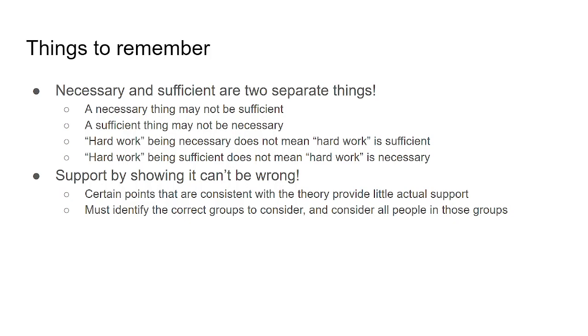And then the other big point is that you have to support the idea by showing that it can't be wrong. So you have to think about the ways that it could be wrong, and you only want to test the points that have a chance to show that it's wrong. And if you're using points that are guaranteed to be consistent, you're providing no support for the statement at all. So that's the end of this whole necessary and sufficient section.